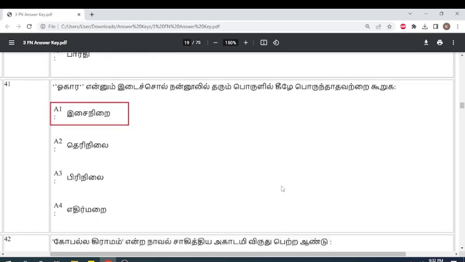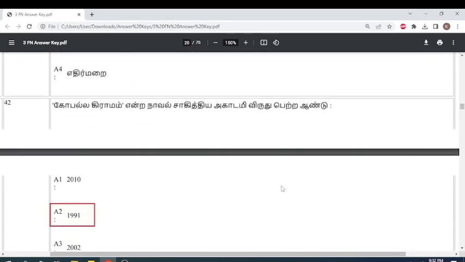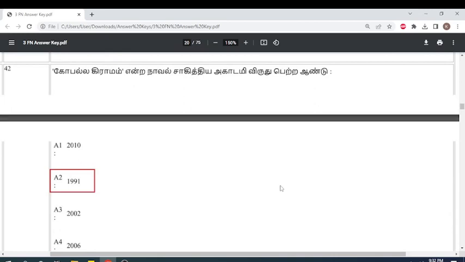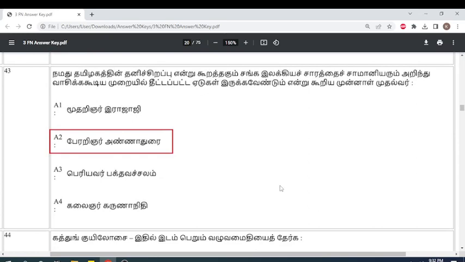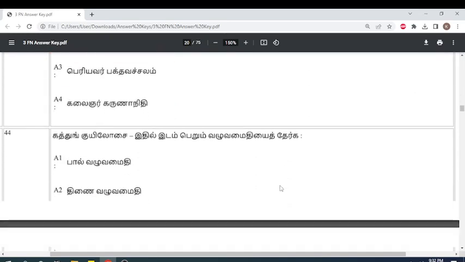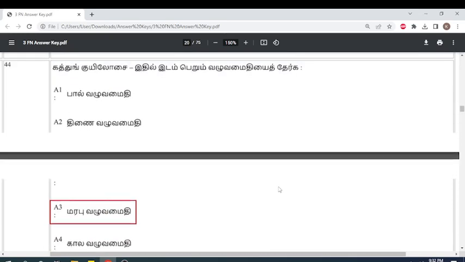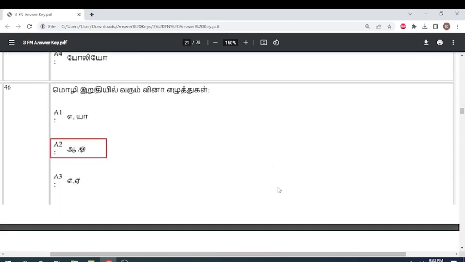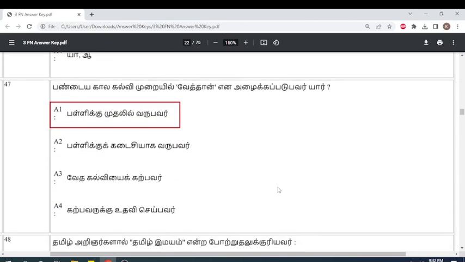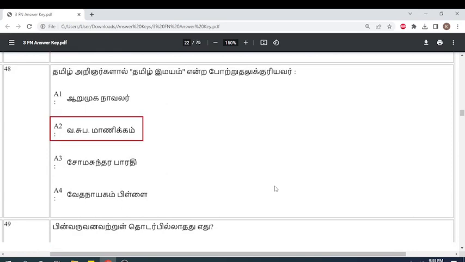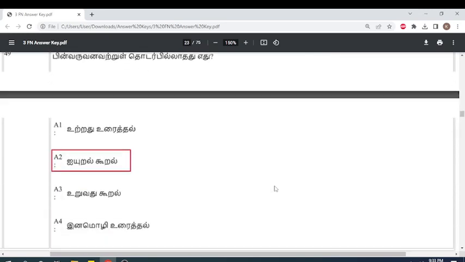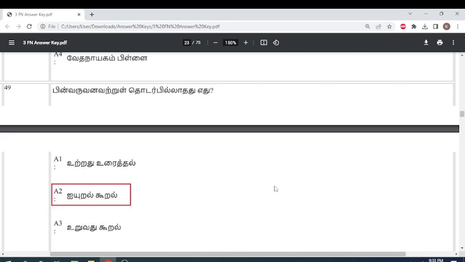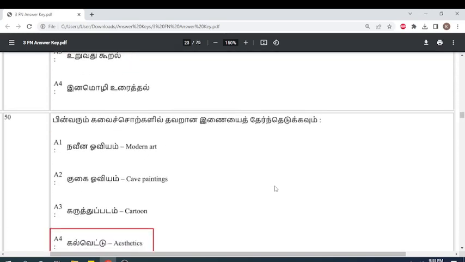41st question answer A1. 42nd question answer A2. 43rd question answer A2. 44th question answer A3. 45th question answer A1. 46th question answer A2. 47th question answer A1. 48th question answer A2. 49th question answer A2. 50th question answer A4.